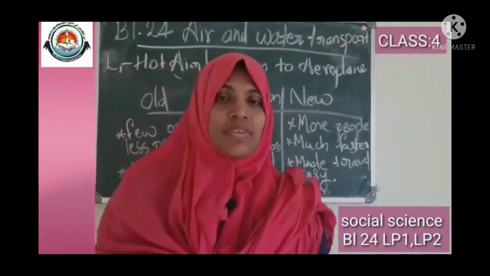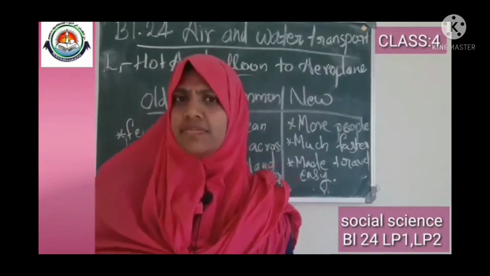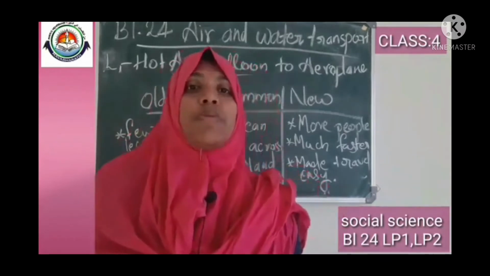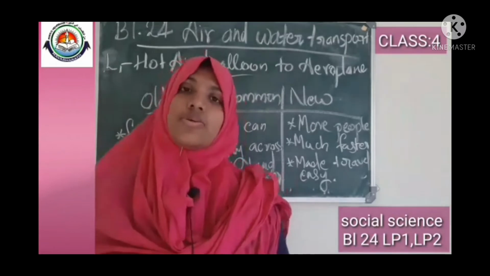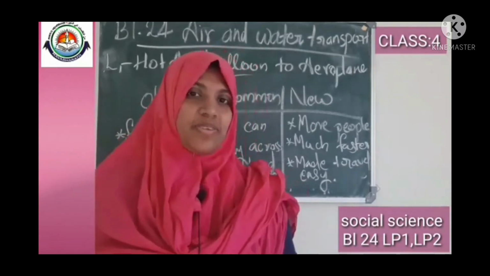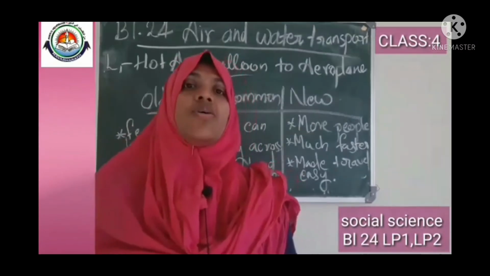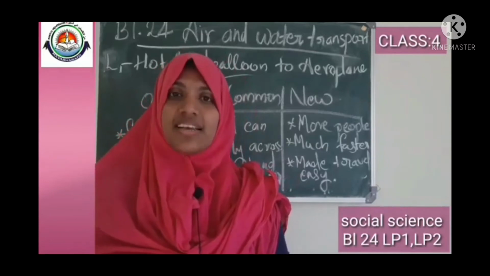Got it? Okay children, where else can we travel by air? We can go to outer space in a spaceship that can also travel in air. Astronauts also travel in a spacecraft that also travels in air. Okay, that is also air transport. So, hope you are clear about the different types of aeroplane. Okay, let's move to the next lesson.